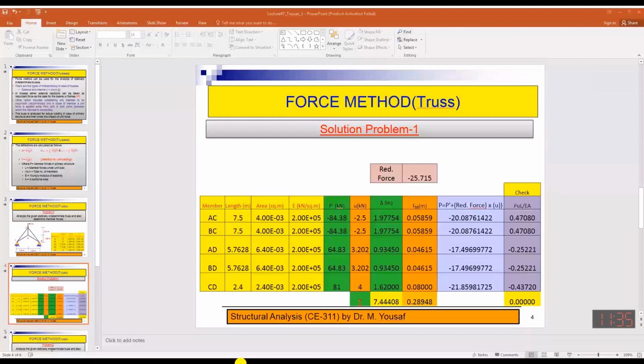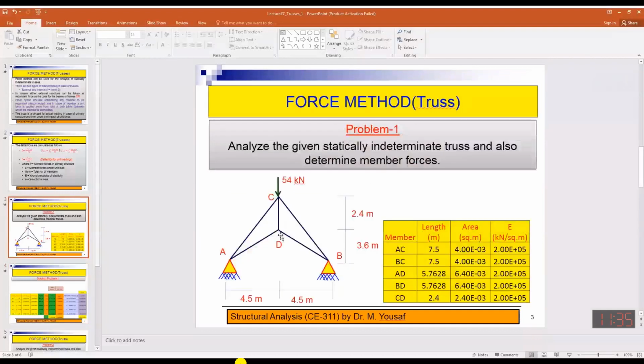Now in this case, you have broken the structure. This structure has been broken into two parts, one without redundant, that is known as primary structure, plus with redundant, and then you will be summing up both the effects under the principle of superposition.